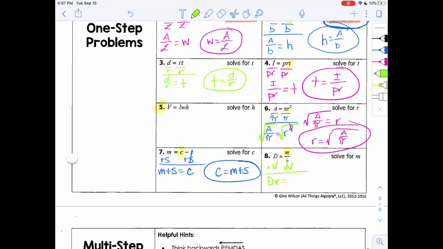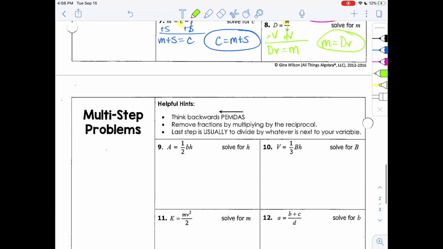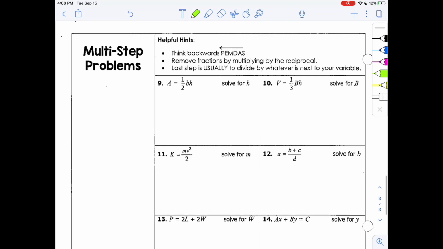Equals, divide by V and times V cancel each other out, so all you have left is M. M equals D times V. Let's look at some more challenging problems that require multiple steps.